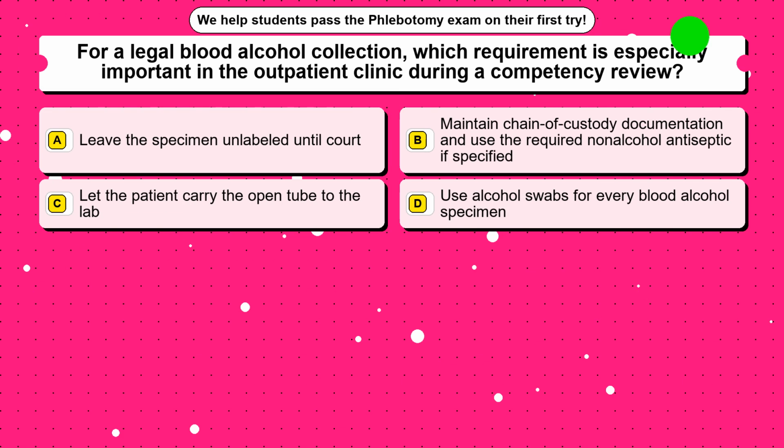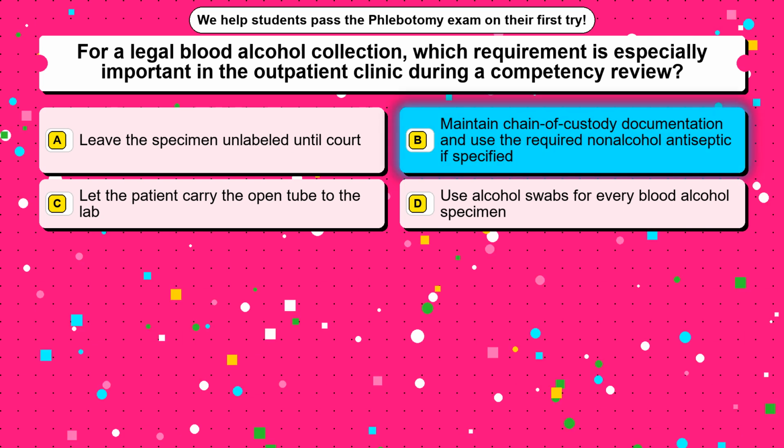Question 46. For a legal blood alcohol collection, which requirement is especially important in the outpatient clinic during a competency review? Option A. Leave the specimen unlabeled until court. Option B. Maintain chain of custody documentation and use the required non-alcohol antiseptic if specified. Option C. Let the patient carry the open tube to the lab. Option D. Use alcohol swabs for every blood alcohol specimen.